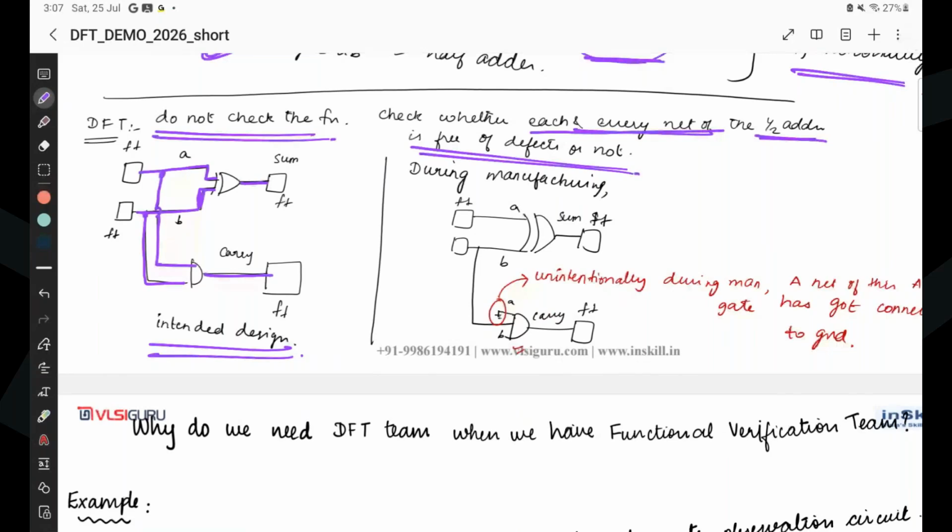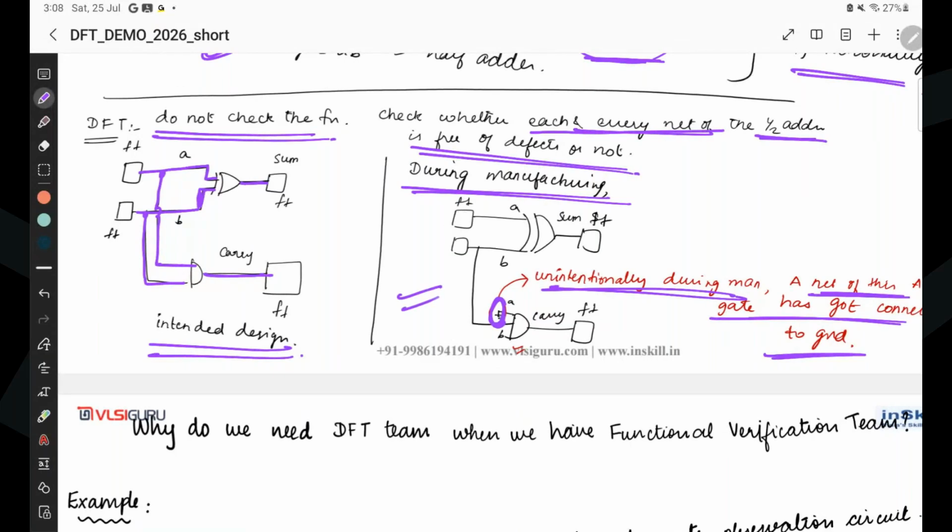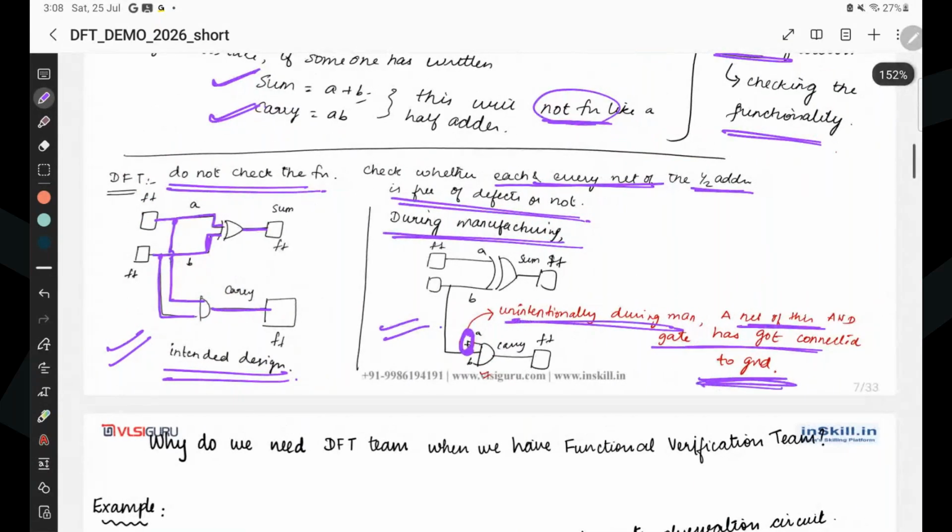Now suppose during manufacturing, unintentionally, the A net of this AND gate has got connected to ground. These are the kinds of things that will be checked by the DFT team. So this is our intended design, but in this slide, what I have shown is that unintentionally during manufacturing, the A net of this AND gate has got connected to ground. This is what will be checked by the DFT team.